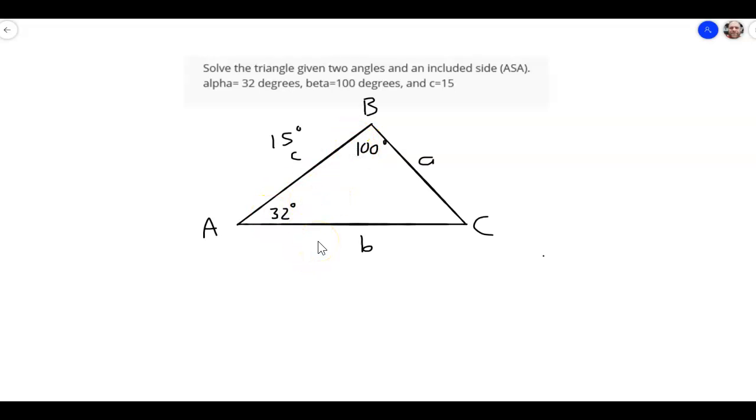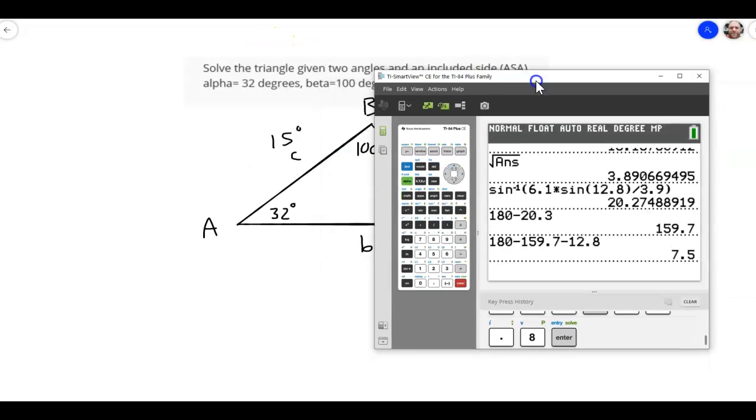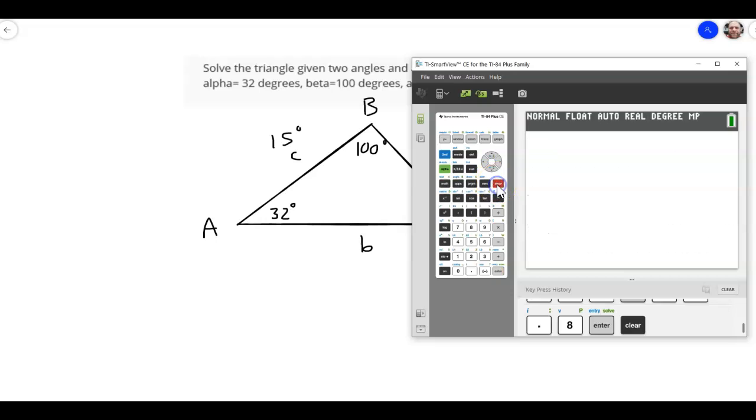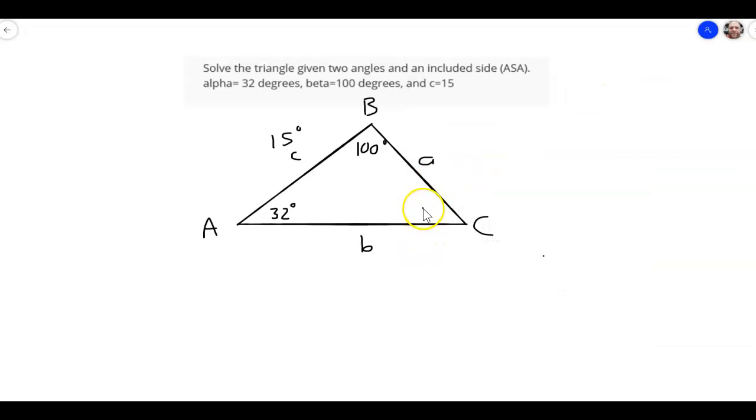So the easiest first missing piece of information for us to find is this third angle, and we can easily find that just by subtracting these other two from 180 degrees because they all have to add up to 180. So if I do 180 minus 100 minus 32, I'm going to get the angle big C, which is 48 degrees. So this last one is 48 degrees. Now the only thing I need to get is side A and side B here. And for that, I'm going to use law of sines. And I can find either one first.